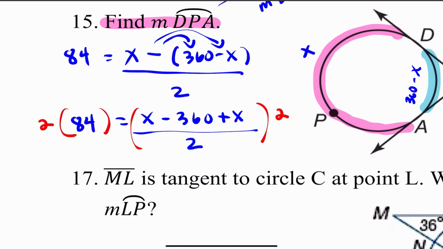So I should get 168 equals x minus 360 plus x. Okay?